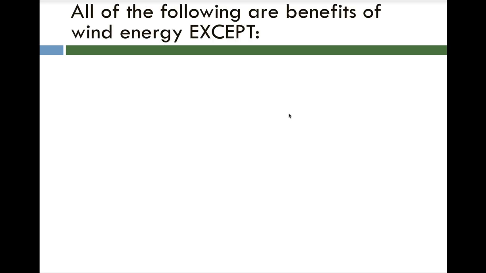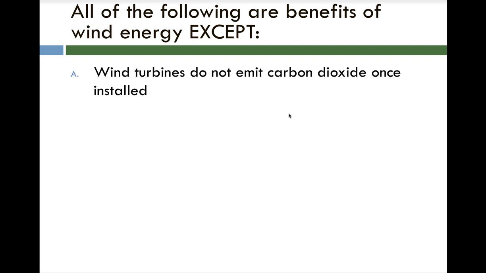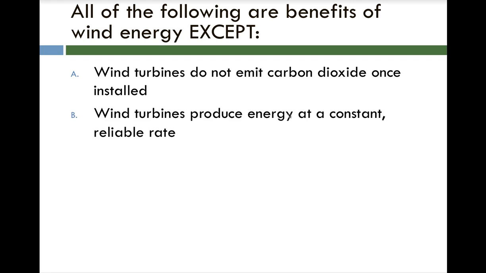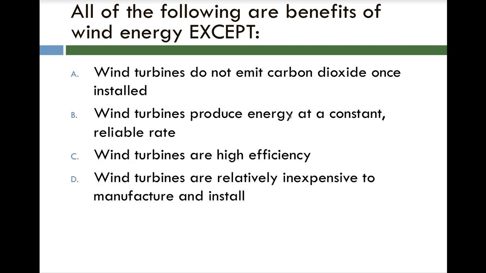All right, quiz question for you, and I think this is the last thing we have in this lecture. All of the following are benefits of wind energy except A, wind turbines do not emit carbon dioxide once installed. B, wind turbines produce energy at a constant, reliable rate. C, wind turbines are high efficiency. And D, wind turbines are relatively inexpensive to manufacture and install. So go ahead and think about this. Choose what you think is the best answer and pause if you need to.